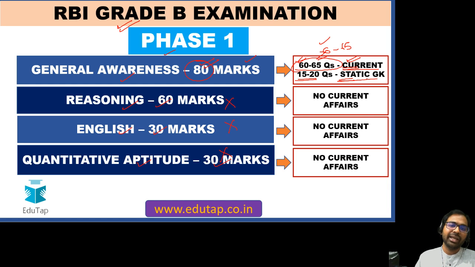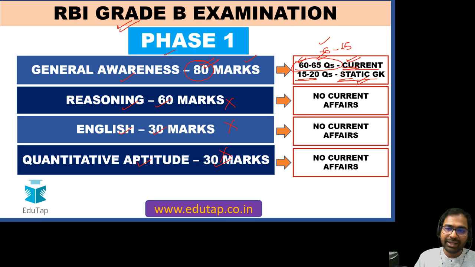Static GK can include the biosphere reserves of India. It can include the wildlife sanctuaries of India, the national parks of India. It can deal with the folk festivals, the folk dances of India, festivals of India. It can relate to the different countries and their currencies, the different countries and their capitals. It can also deal with different dams and reservoirs, important rivers of India. So this is all static GK from my point of view.